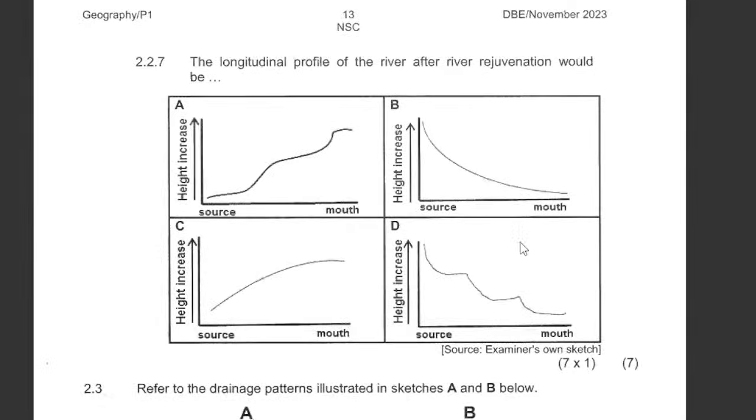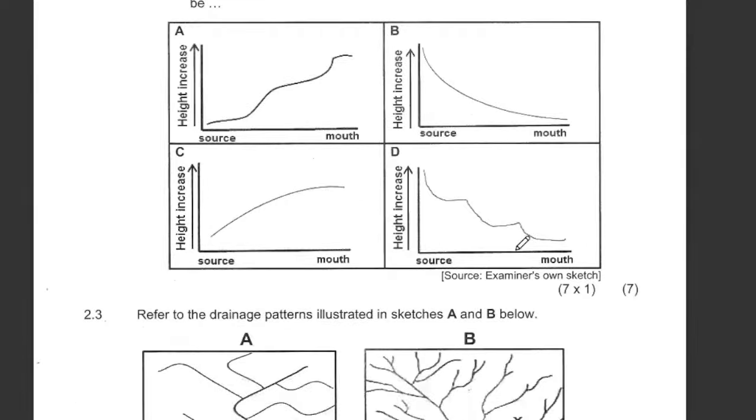The longitudinal profile of a river after rejuvenation, when it has gained its energy. It can't be this one because the source can't be at the lower section. It can't be this one because it can't be concave. After rejuvenation, when you look at this, when it rejuvenates, it hits the rock. I'll go with B.